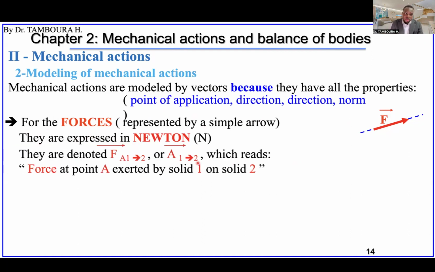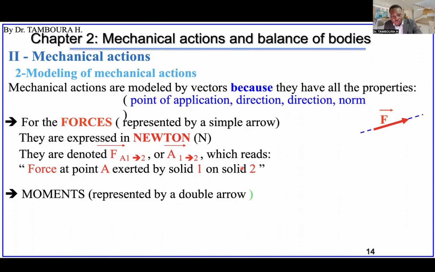So here is an example. Okay, we have this representation, which is read as the force acting at the point A and exerted by solid 1 on solid 2. This is the representation, or you do this. It means the point of application of the force is the point A, and this is the force applied by solid 1 on solid 2.